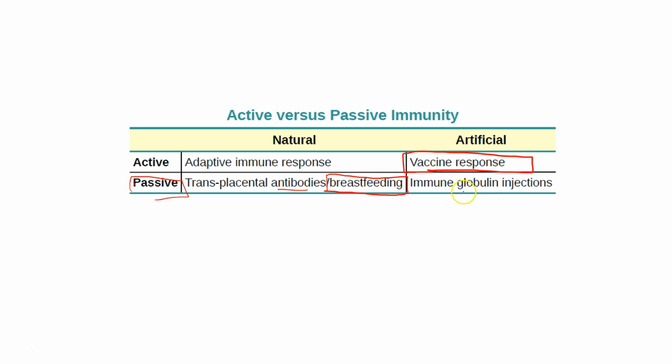Another example though would be an immune globulin injection, and an example that we've talked about is RhoGAM. In RhoGAM, we're giving synthetic, artificial antibodies, those which have been made in a lab of some kind, and we're injecting them into the body. So it's not a real immune response, and furthermore, it's an artificial antibody, not one made by the body.